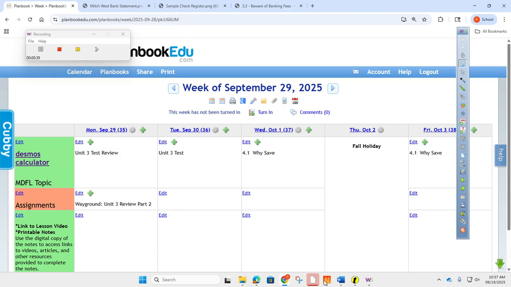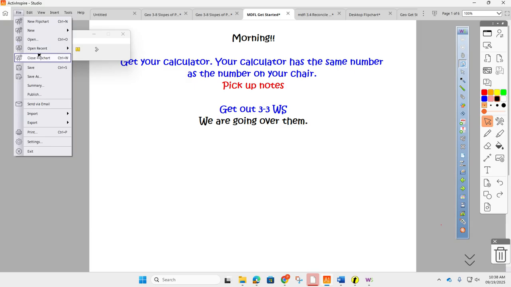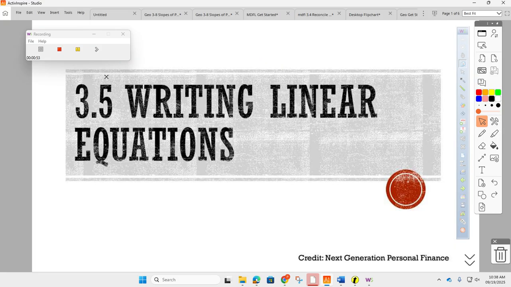We are going to go ahead and get started on our notes today. 3.5, linear equations. So we are reviewing linear equations because many business situations are modeled by a linear equation.